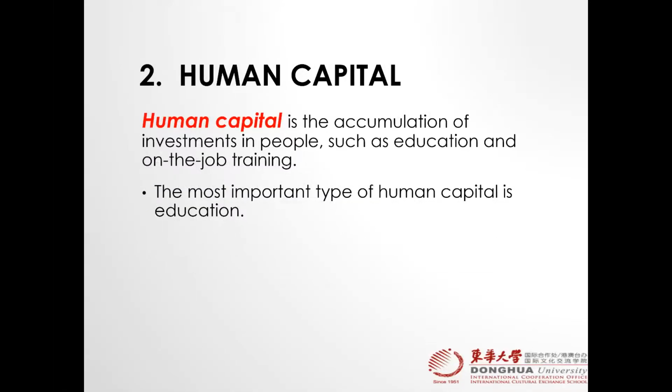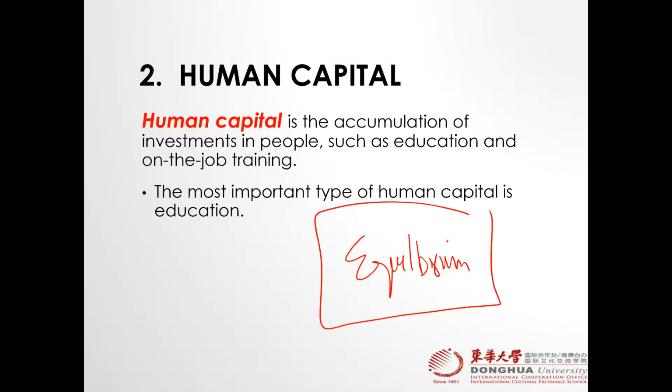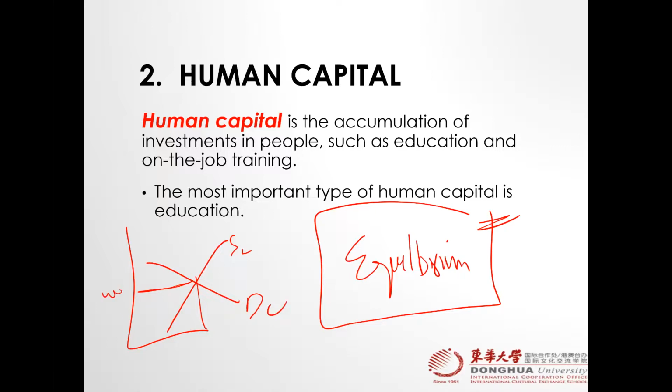The second explanation of why there is a difference in equilibrium wage. Right now we are talking about equilibrium wage. Equilibrium wage is coming from demand and supply. This is supply of the labor, this is demand of the labor, and this is the wages. And here we have equilibrium. So the first explanation was compensating differential, and now human capital.